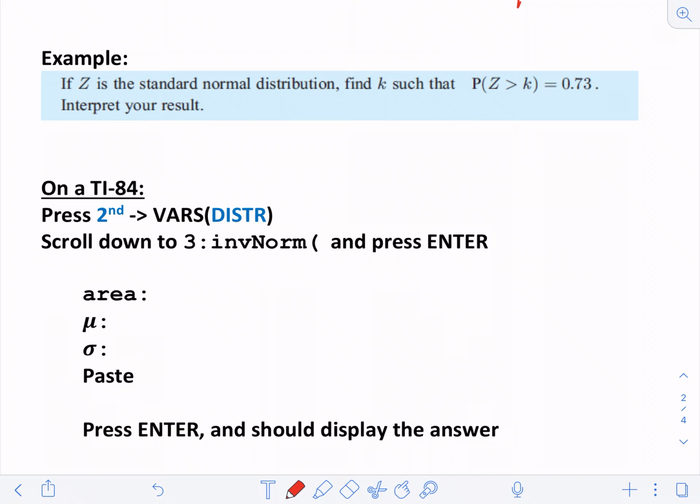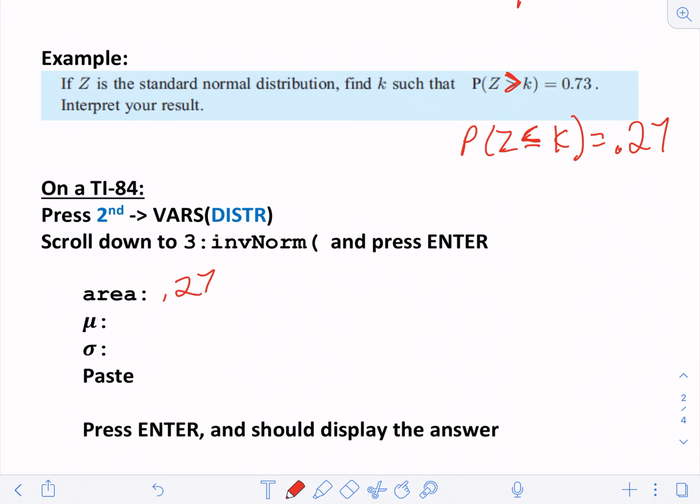So for my area, because it says greater than 0.73, remember, I can only do less than on the calculator. So I'm going to say the probability of z is less than or equal to k is going to be, remember, we subtract it from 1. So I'm going to say 0.27, right? So it's less than or equal to. So for my area, I'm looking at 0.27 here.